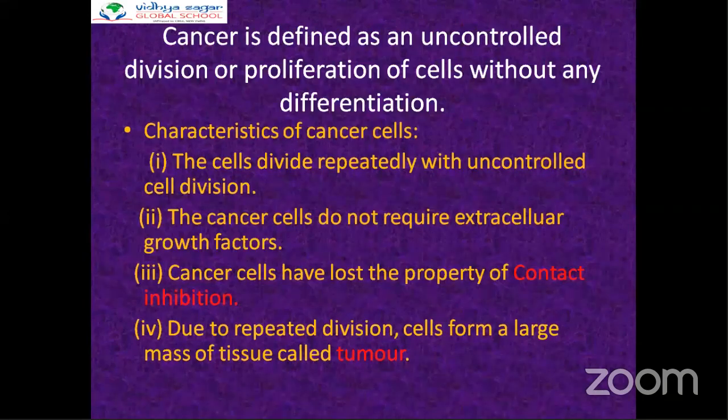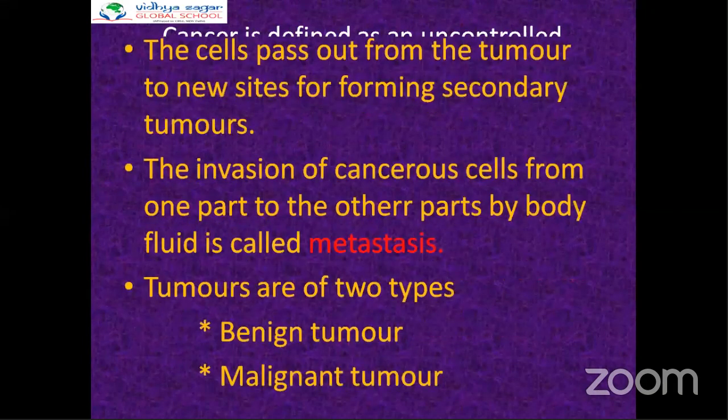So the characteristics of a cancer cell: the cells divide repeatedly with uncontrolled cell division. The cancer cells do not require extracellular growth factors. Actually, normal cells, our body cells, have the ability to control the growth of the cell. That is called contact inhibition. But cancer cells have lost the property of contact inhibition. Due to repeated division, cells form a large mass of tissue, which is called a tumor.